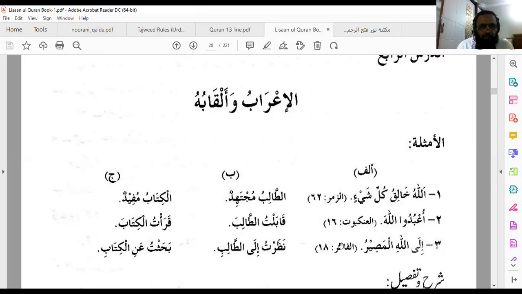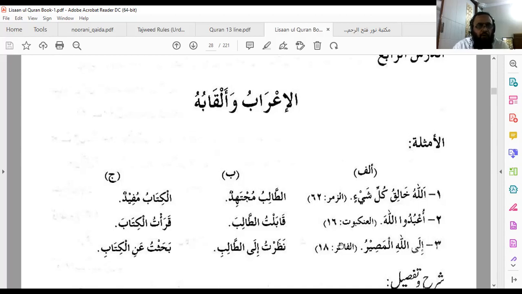So there are three types of i'rab, and because we are discussing nouns, we are discussing the i'rab of nouns. In Arabic, the sentences are developed with nouns, or even the sentences where the verb comes first and after the verb the noun comes. So i'rab plays a very important role.